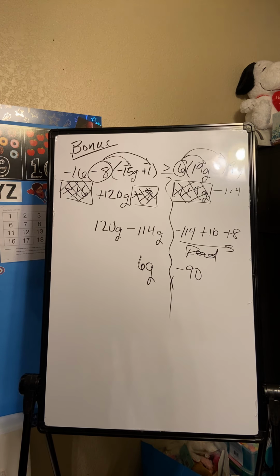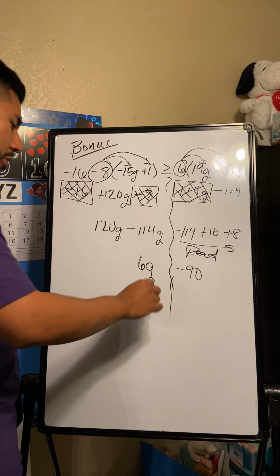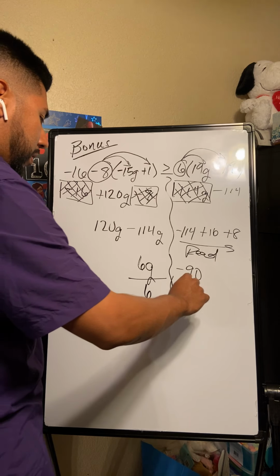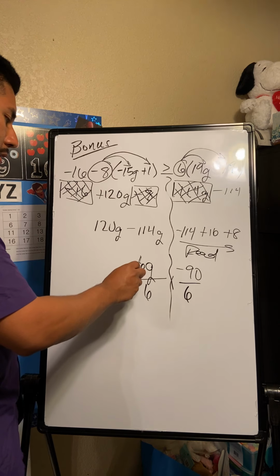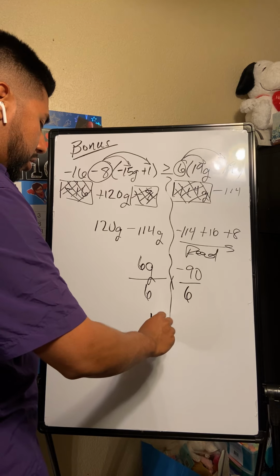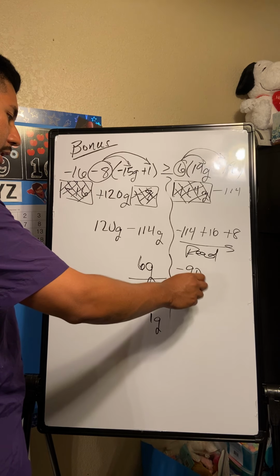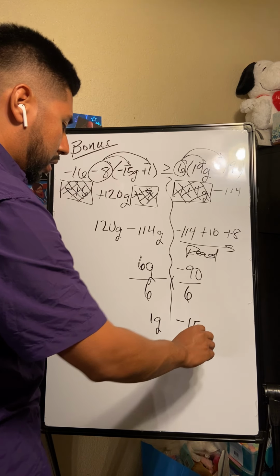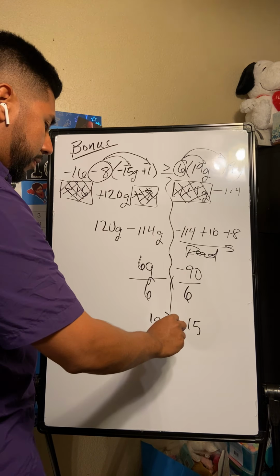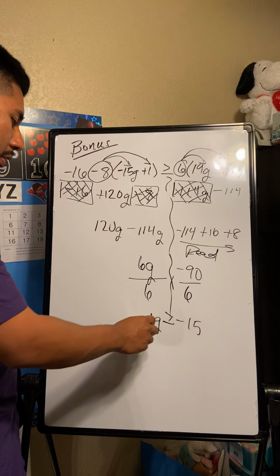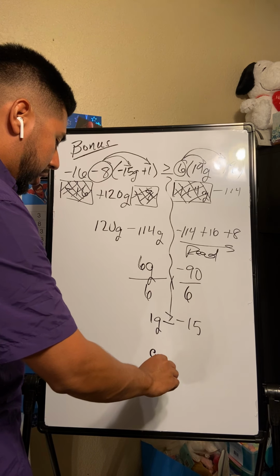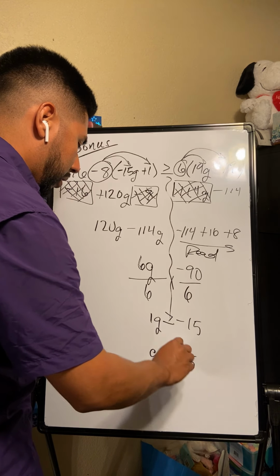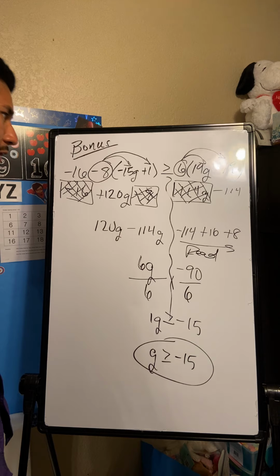Last step, we need to undo multiplication, division, which is just dividing. Divide by 6, divide by 6. 6 divided by 6 gives me 1G. -90 divided by 6, use your calculator. -15. Break down the sign. I don't like that one, so just rewrite it with G is greater than or equal to -15. And there's my bonus. Next video coming right up.